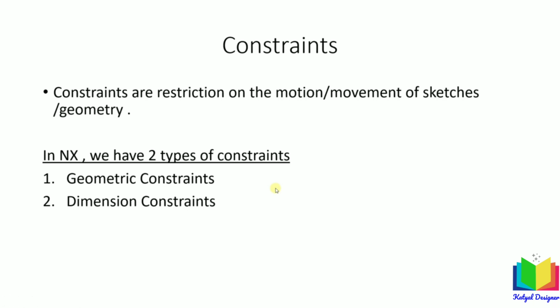So whenever we draw any sketch in NX, we need to provide a restriction on the motion of that sketch, and that restriction is called the constraints. Now we have two types of constraint. One is geometric and another is dimensions. Dimensions means in the sketches when we provide any dimension. So in this lecture we will know about geometric constraints because they are related to the geometry of the sketches.